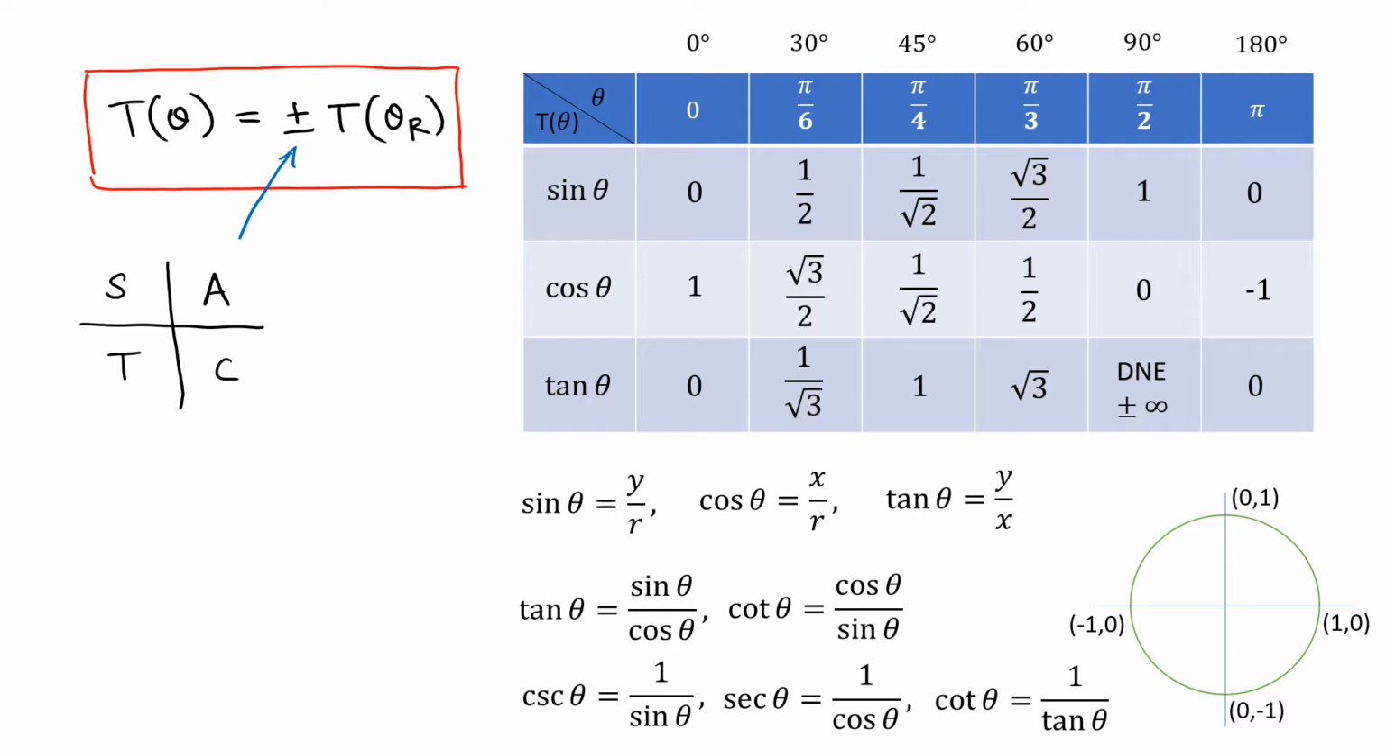Then what is theta r? Theta r means the reference angle. The reference angle is always an acute angle. So in degrees it is either 0 or less than 90 degrees. In radians it is either 0 or less than pi over 2. That's the condition for the reference angle. It's always an acute angle.